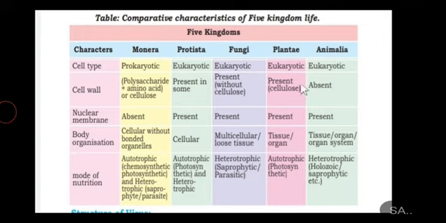And if you look at the kingdom Animalia, then their cell type is eukaryotic. Cell wall is absent, nuclear membrane is present, and body organization is like this: similar cells make tissues, and tissues make organs, then they form the organ system. While mode of nutrition is heterotrophic, holozoic mode of nutrition is available, while a few have saprophytic mode of nutrition.